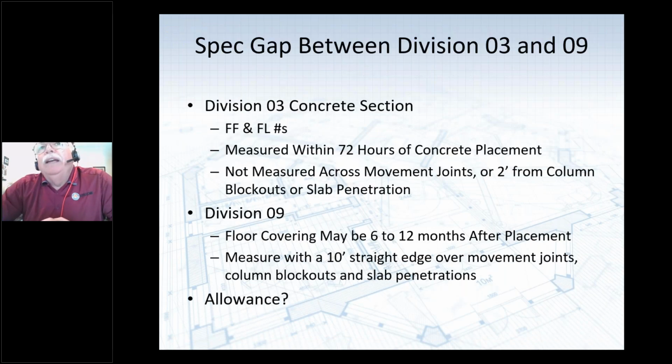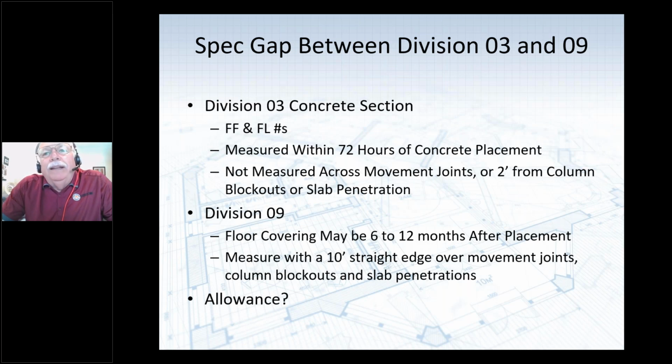Now the issue really comes up because we have a gap between Division 3, the concrete division in the specifications, and Division 9. Division 3 is using the FL numbers, floor flatness and floor levelness numbers. These numbers are measured within 72 hours of concrete placement. They don't go over any of the penetrations in the slab, the columns, lockouts, or go to the edges of the slabs. They don't go across any movement joints. But of course, when we're doing flooring, we have to go over those.